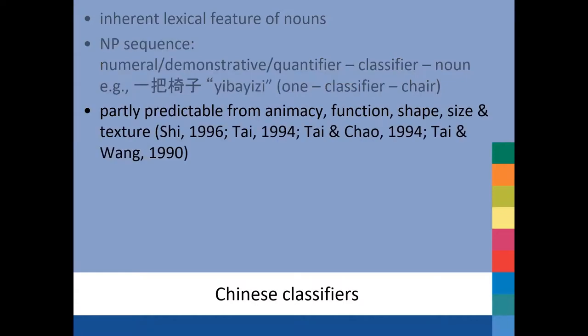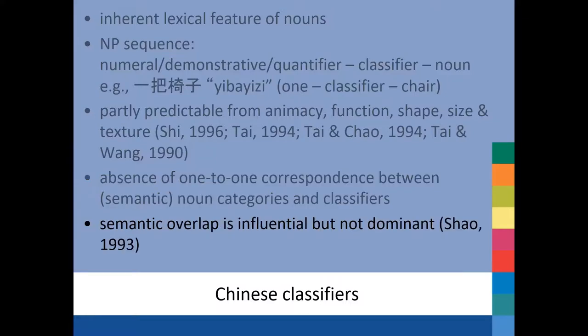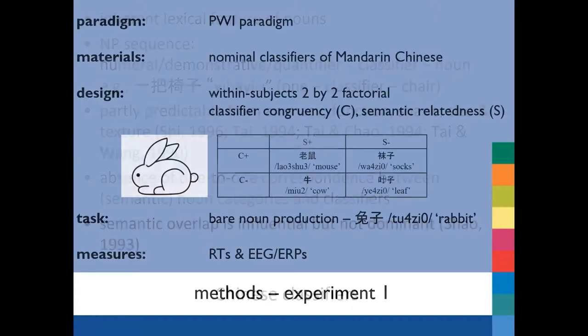Now, the classifiers are partly predictable from things like animacy, function of a word, shape, size, and texture. However, there's no one-to-one correspondence between the semantic features of a noun and the classifier. And the semantic overlap is influential, we know that, for the classifiers, but it's not dominant. At least this has been claimed in the literature.